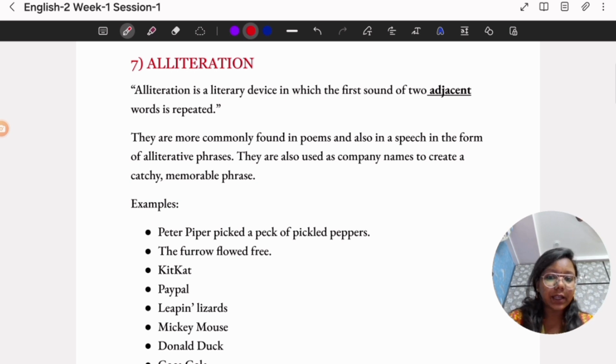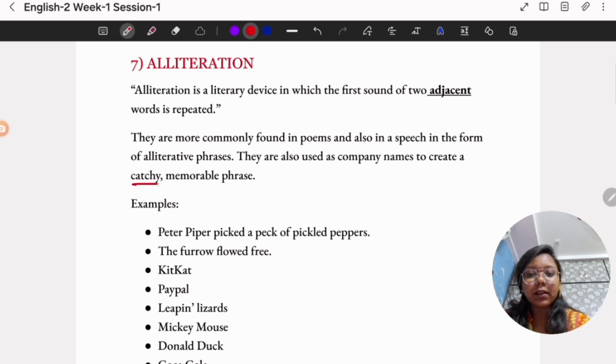It's very easy to identify, guys, and it is commonly found in poems and also in speech in the form of alliterative phrases. They are also used as company names to create a catchy, memorable phrase. So when the sound of two adjacent words is repeated, automatically it creates a rhythm which becomes a catchy phrase.